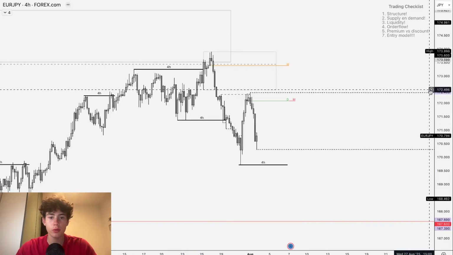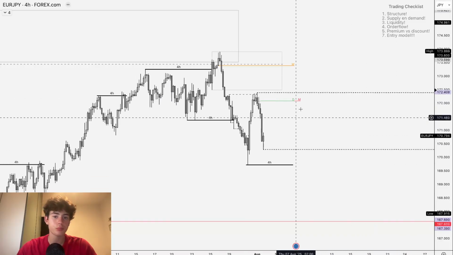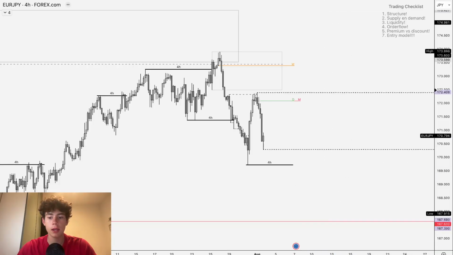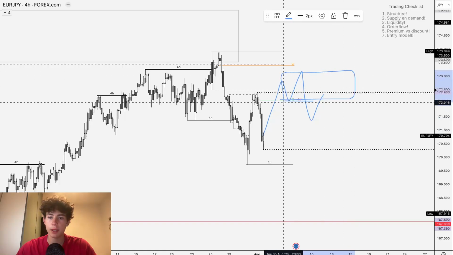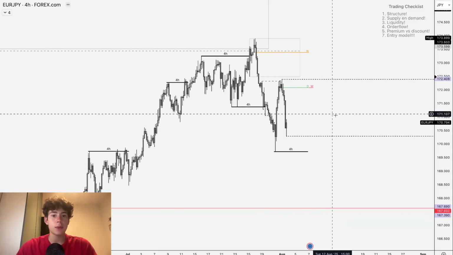What I'm going to be doing is I'm going to set my alert there, right over there. Once we tap that, boom, I'm looking for the fractal break down lower like this. Boom, boom, boom, boom, fractal break, and now I'm taking a short, possibly to trade down lower again. So that's my game plan on euro yen.